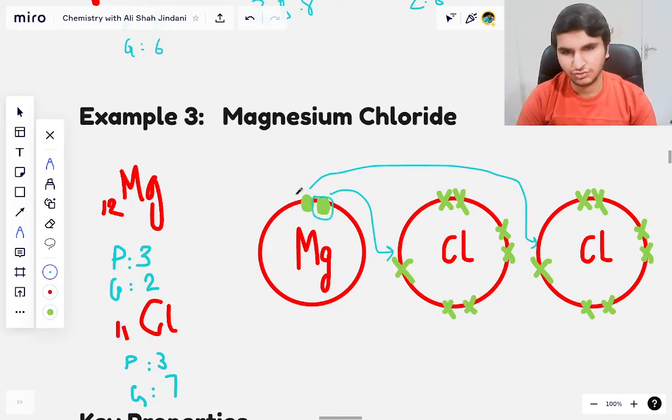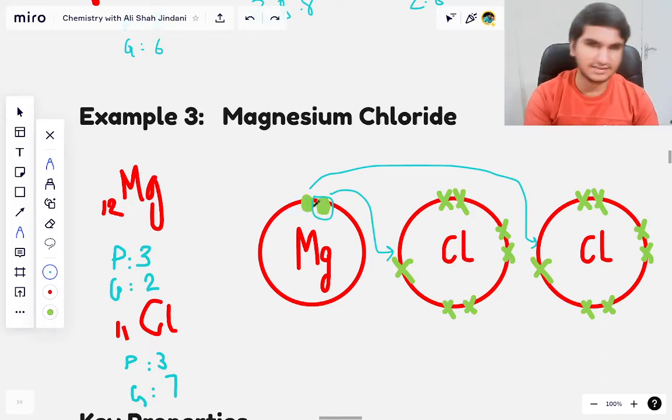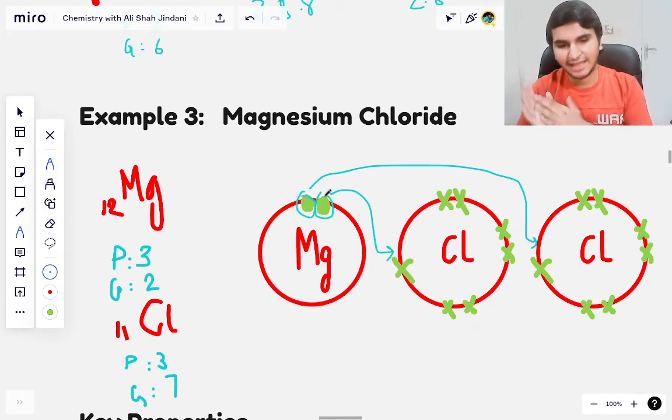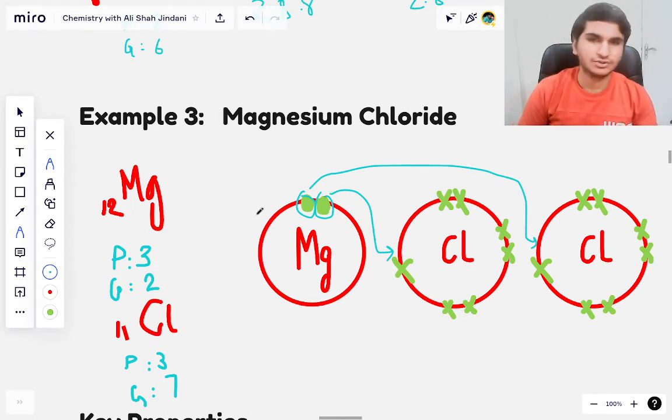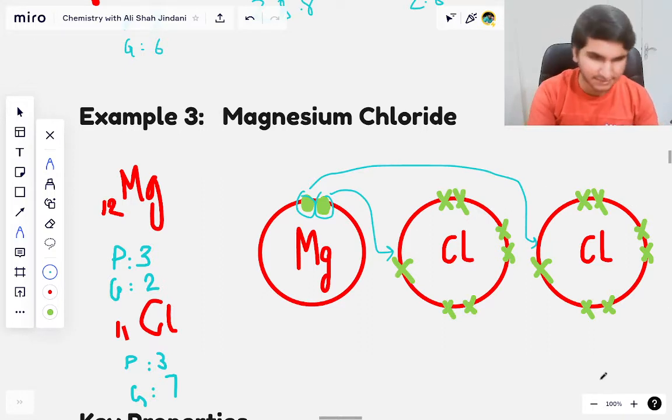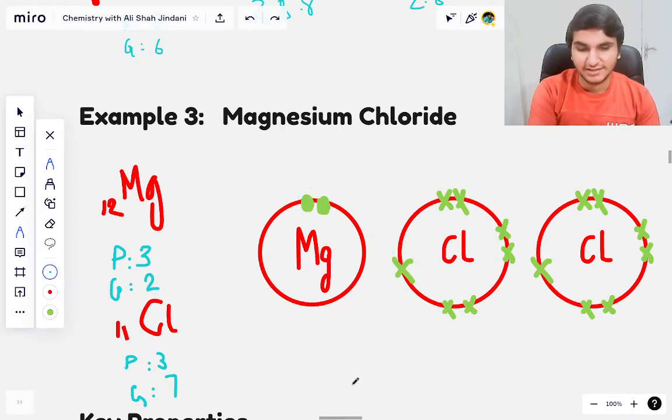So you can see that this is how we work out the imbalances. Magnesium can give away two electrons, but chlorine can accept only one. So this is kind of an imbalance. If you encounter these things, you can always increase the number of atoms or ions that you are taking, so the number of ions that you're making.